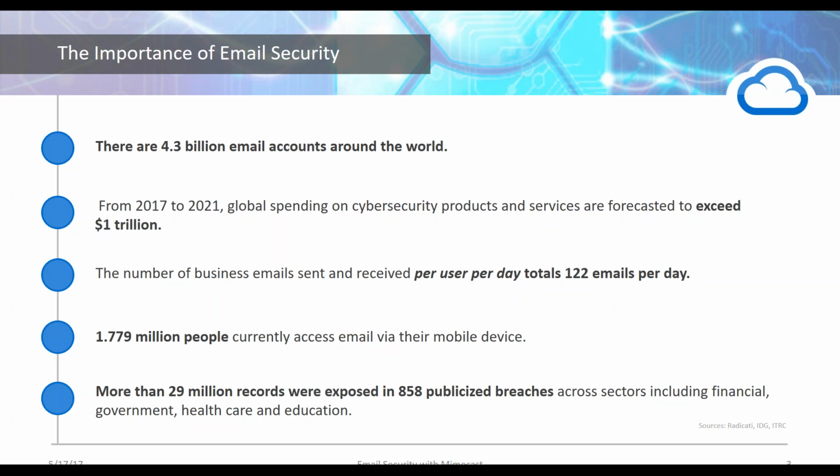More than 29 million records were exposed in 858 publicized breaches across sectors, including financial, government, healthcare, education. You know, spam has been around for a long time. The ability to phish with PH to internal employees, where we're attempting to present ourselves as one organization or entity and trick people into sharing email addresses, sharing passwords, sharing account information, has been around for a long time. And those malicious entities are getting more and more creative.